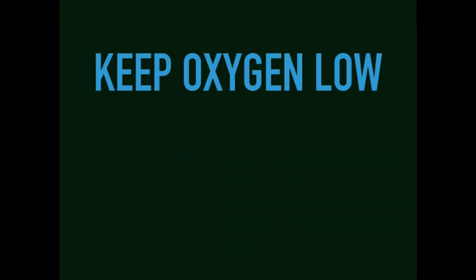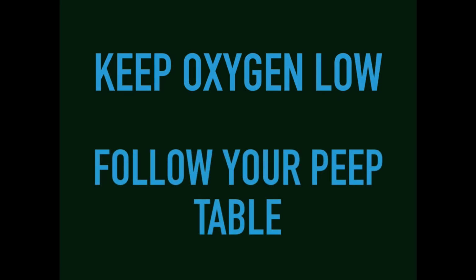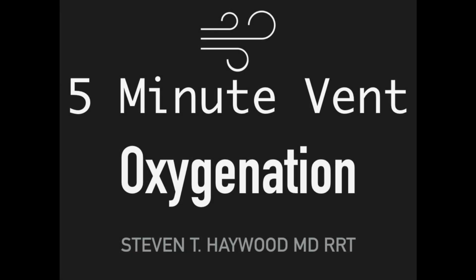So finally, to review, always keep your oxygen levels low. Use the lowest possible FiO2 to keep your SAT right around 90. And as you go up on FiO2, go up on PEEP. Follow a PEEP table, utilize PEEP to optimize oxygenation. This has been a review of oxygenation in about 5 minutes.